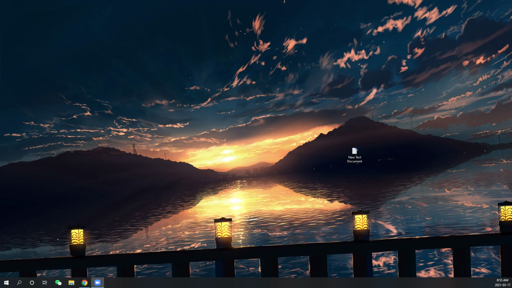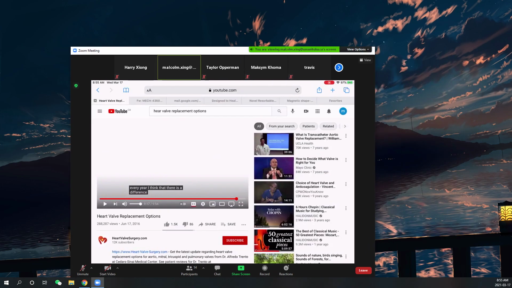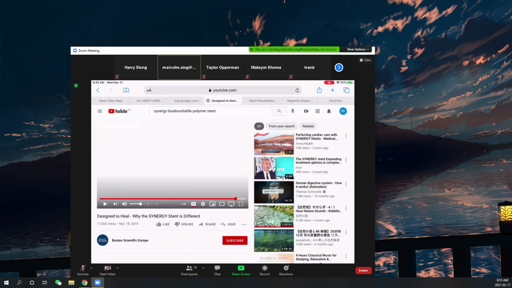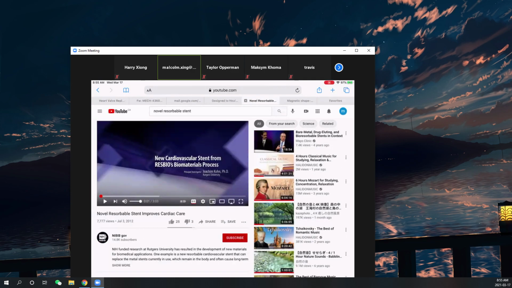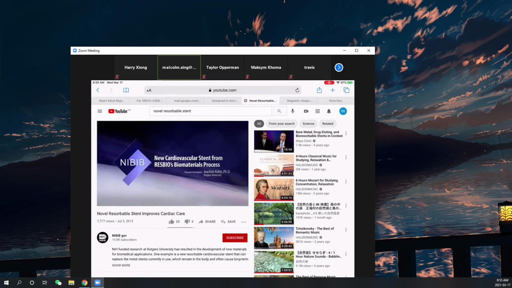So that's the one. Yeah. And this cell should be already done. And yeah, this one. Take a look at this one, how they make biodegradable materials.